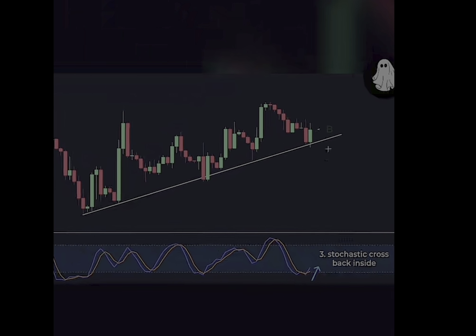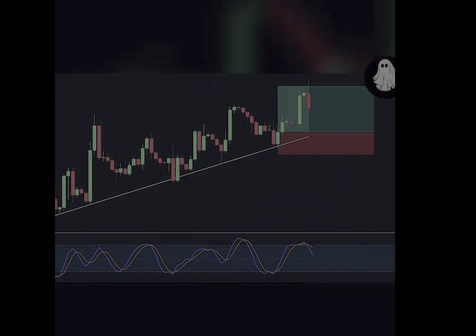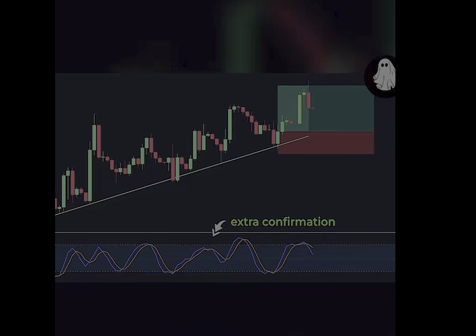Once these signals are met, I open a buy position, the size of our stop loss. And as you can see, price bounced, hitting our take profit. So the key to this strategy is simply using stochastic as extra confirmation for our trade, so that we don't blindly enter trades when price touches the trend line. Let's look at another example.